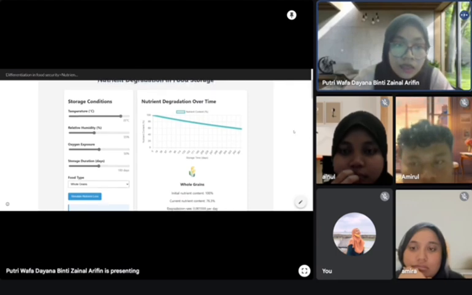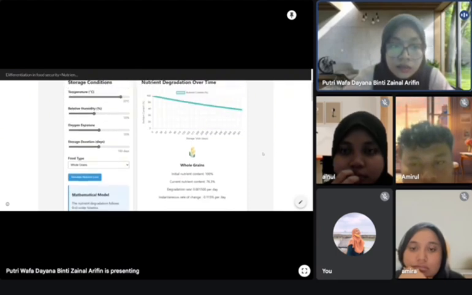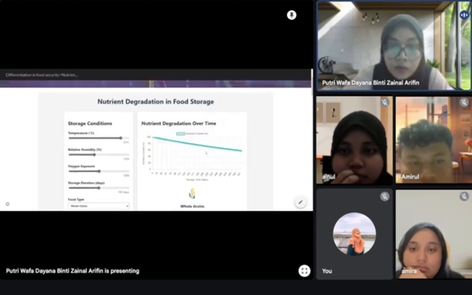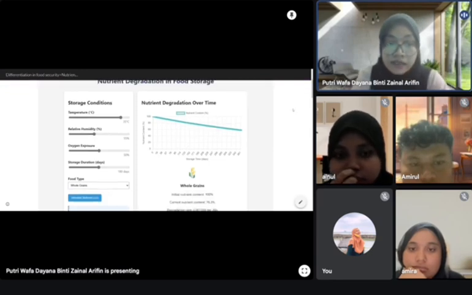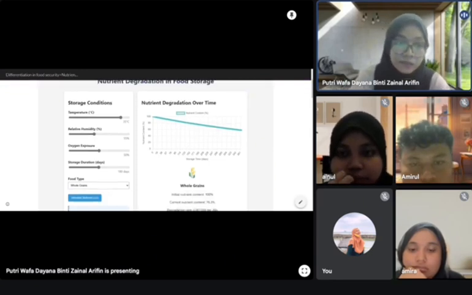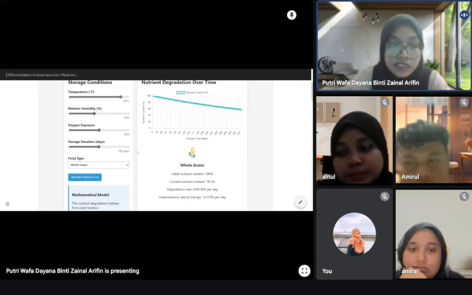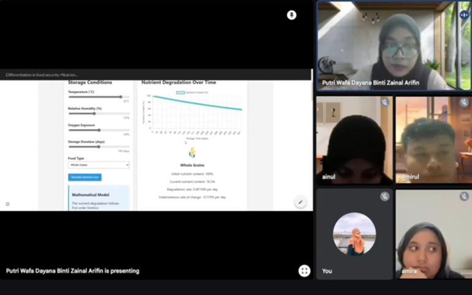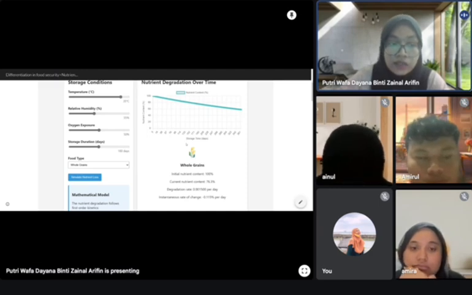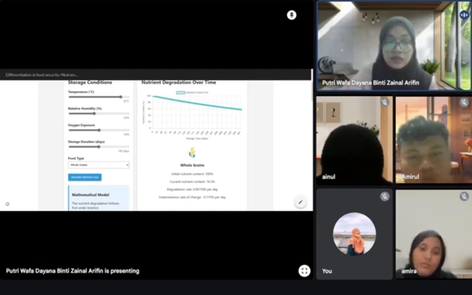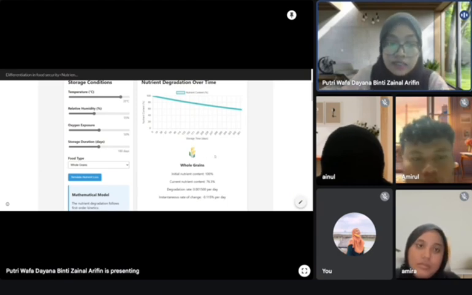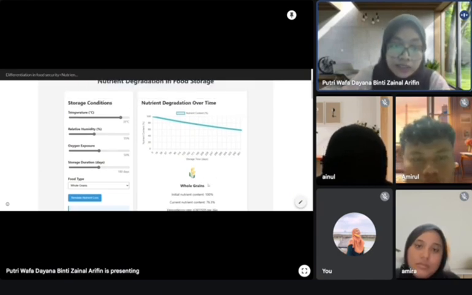So now, let's scroll to nutrient decomposition. Here I use simple diagrams and short explanations to help students understand what decomposition means, how it happens, and why it matters. The content is broken into short chunks, so it's easier for different learners to digest.